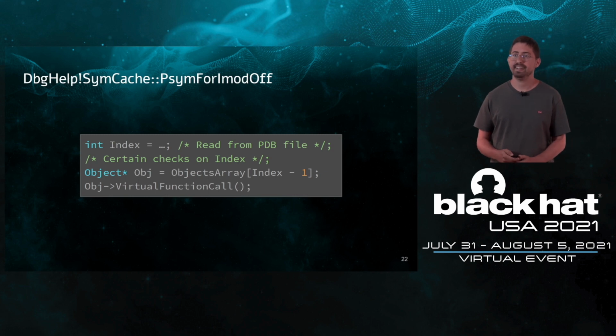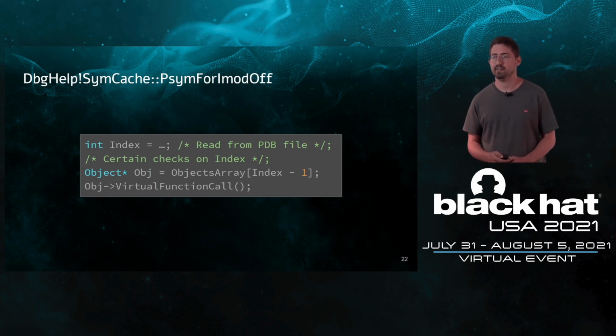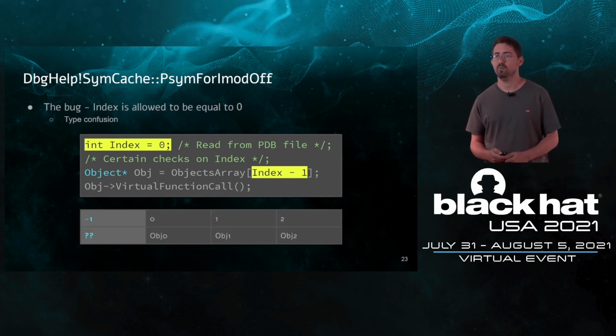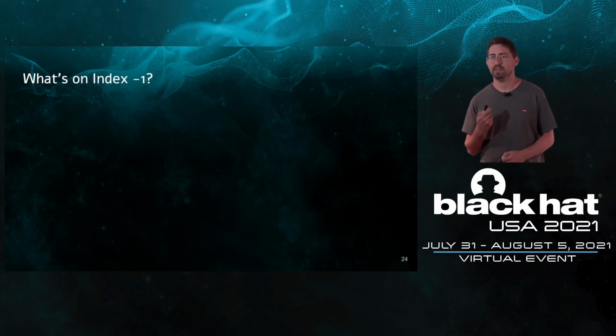Now, Microsoft did have a few checks on that index value to make sure that it doesn't go out of bound of the array and its value is not too high or too low. But they were missing a check for the value of 0. And if that index value is 0, the 1 is still subtracted from that index, and the -1 cell of the array is going to be selected. And this results in a type confusion vulnerability, confusing whatever data we have just prior to that array with an object pointer. So what's on the -1 index of that array?